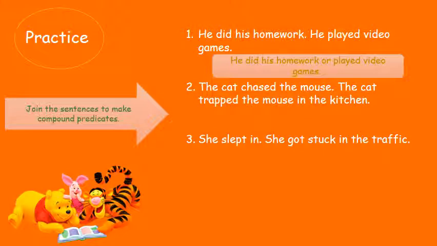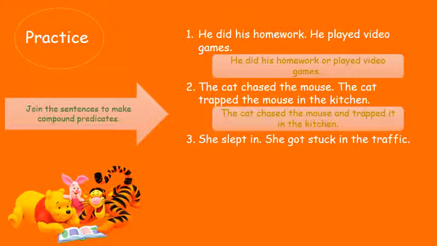Okay? 2. The cat chased the mouse. The cat trapped the mouse in the kitchen. So the cat is the subject doing two different actions. The cat chased the mouse and trapped it in the kitchen. Okay, here I used it instead of the mouse in the answer because it's not good to repeat the mouse. So we say the cat chased the mouse and trapped it in the kitchen.